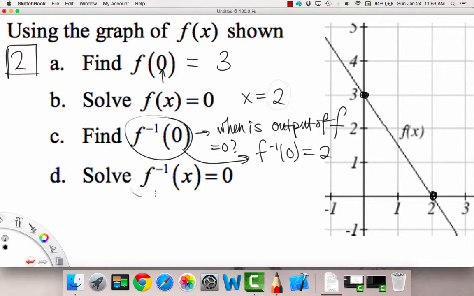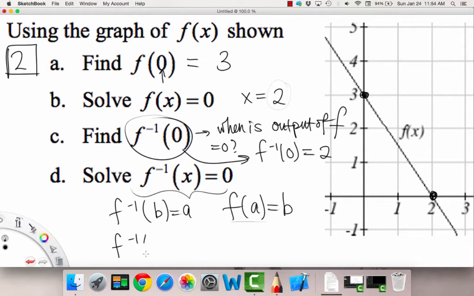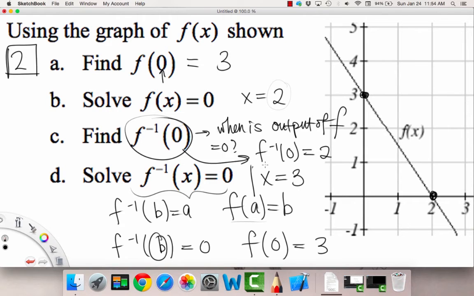Now let's do the same thing for this one. If we write the relation, this is the relationship between f and its inverse. Whatever the output of f is, that's the input of our inverse. Whatever the input of our normal f is, that's the output. So this is saying f inverse of some b is equal to 0. That would be the same as saying f of 0 is equal to some b, and we already found that b happens to be 3. So that means x is equal to 3 in this case.